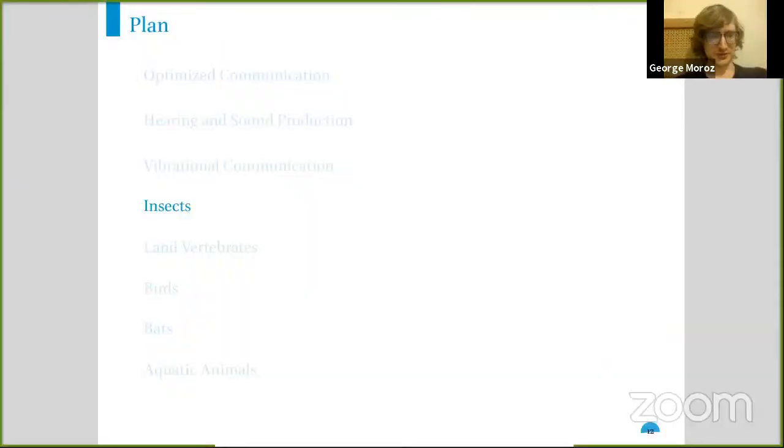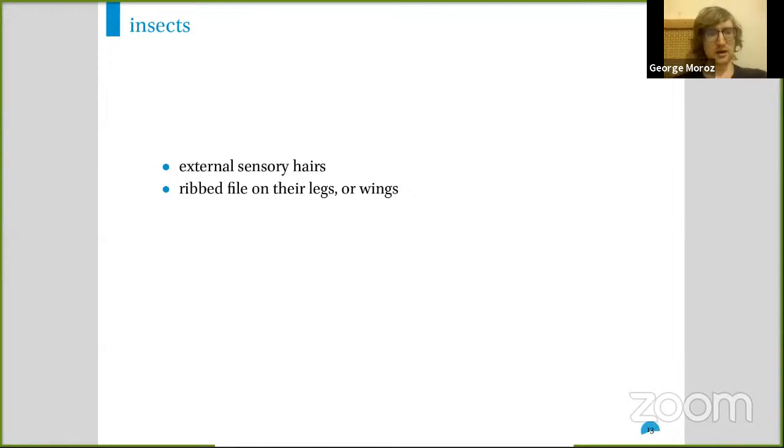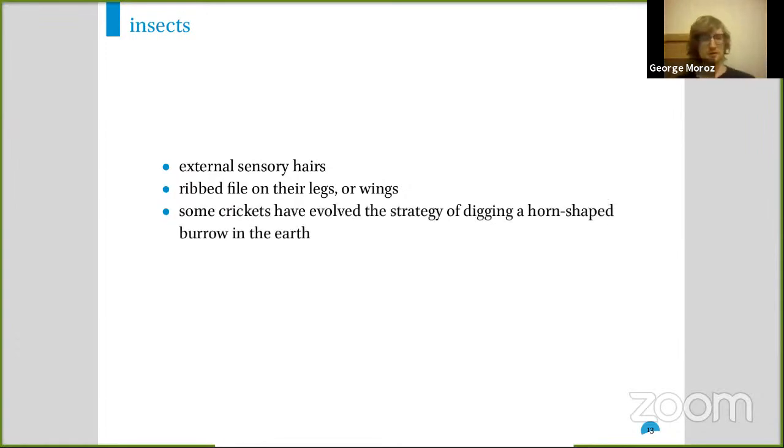So, insects. Some insects have external sensory hairs, and they rip a file on their legs or wings. So it's possible to rub something on their legs or wings, and it will sound something like this. This is one option. And another option, I think it's here. Some crickets have evolved the strategy of digging a horn-shaped burrow in the earth, as I said. So they increase the hole and do more or less the same thing as the frog that I showed you. There are also tenrecs, and these are really nice creatures.